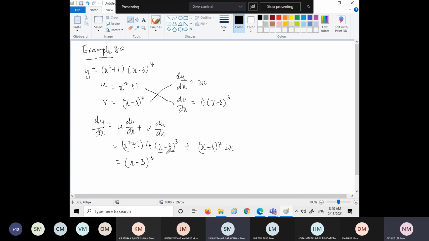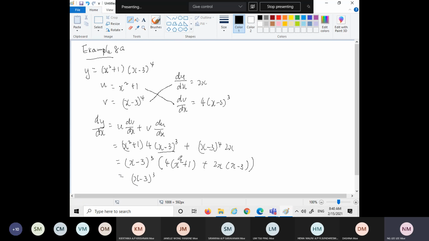Okay, so I continue. You see this one, I can factor out (x minus 3) power 3. So I'm going to take out (x minus 3) power 3, so it will leave x minus 3 only. When I take out this, the balance is 4 and then x squared plus 1. For the second term, when I take out power 3, it leaves power 1, so you still have 2x and then x minus 3. Power 1 I don't write.